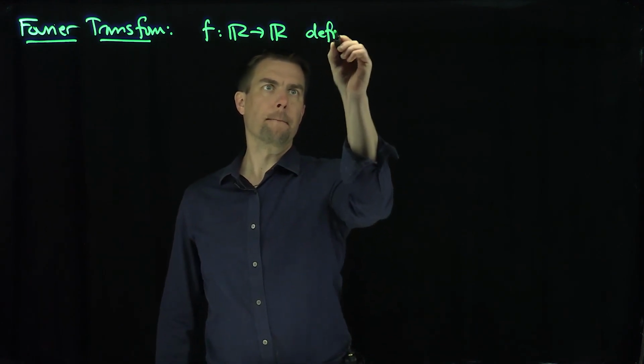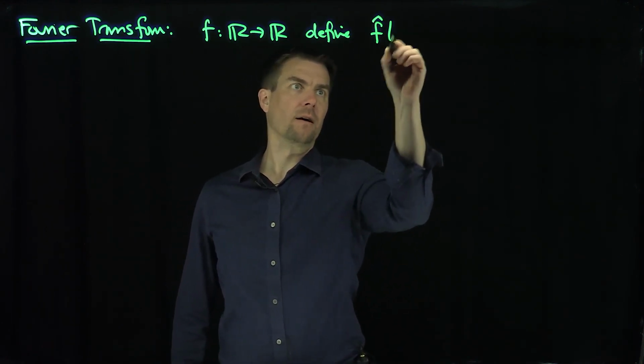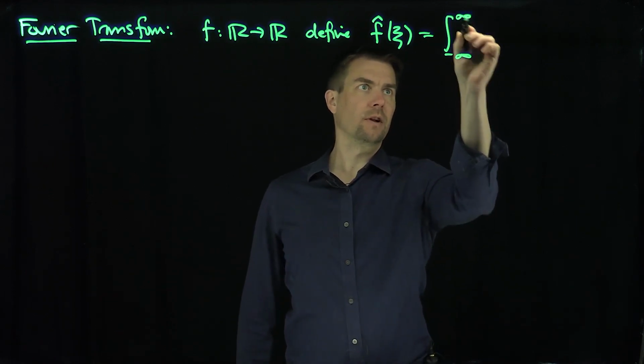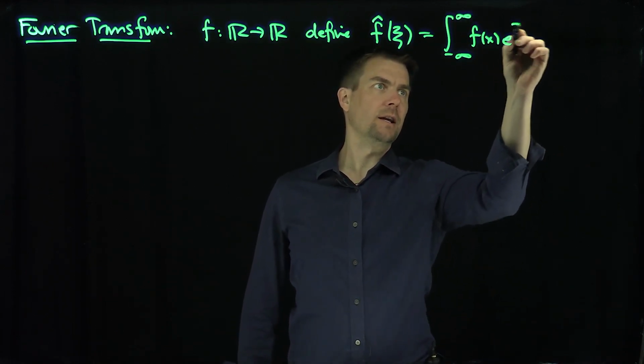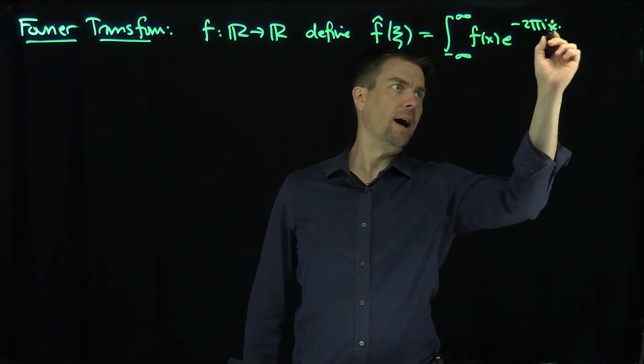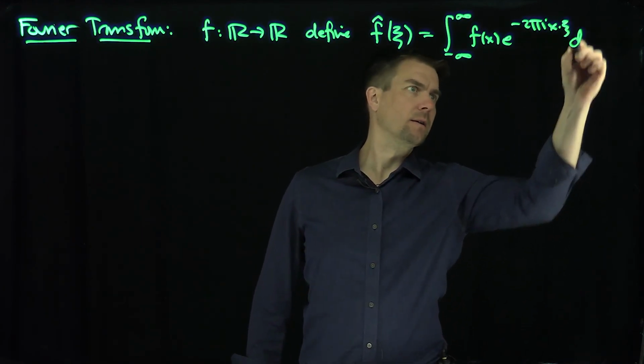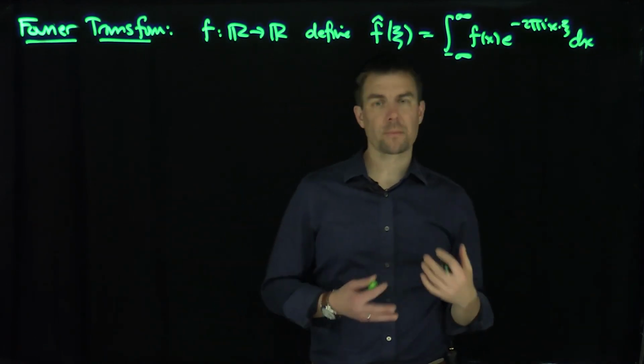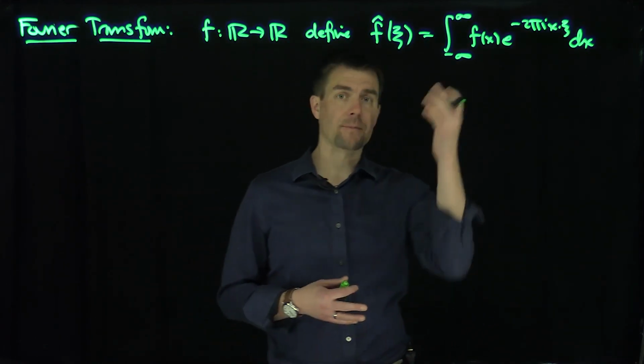Define f hat of xi as the integral from negative infinity to infinity of the function f of x times e to the negative 2 pi i x xi dx. Now, of course, this integral has to exist, so this will exist, for example, if the function f is in L1, for example, if it's absolutely integrable.